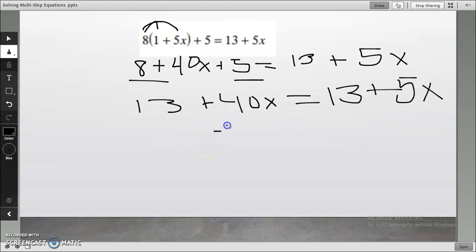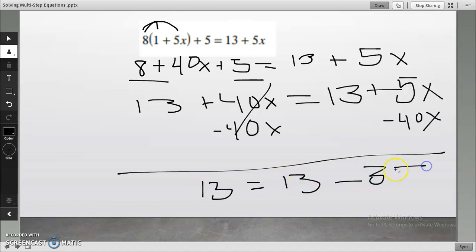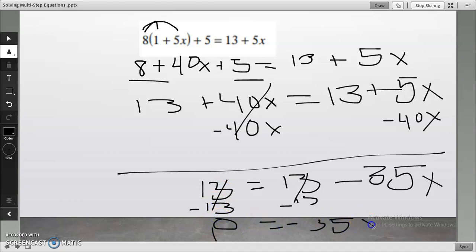Let's move it to the right side. Subtract 40x from both sides, so it goes away. And I get 13 equals 13 minus 35x. All right, so how do I know it's 0? Because I got 13 and 13 on both sides. Crosses out again. I get 0 is equal to negative 35x. Divide both sides by negative 35. Again, I get x is equal to 0.